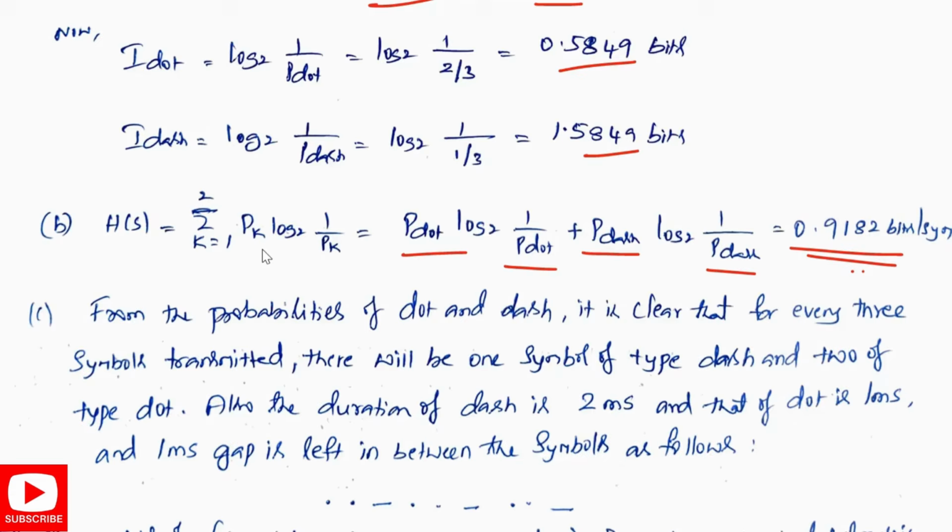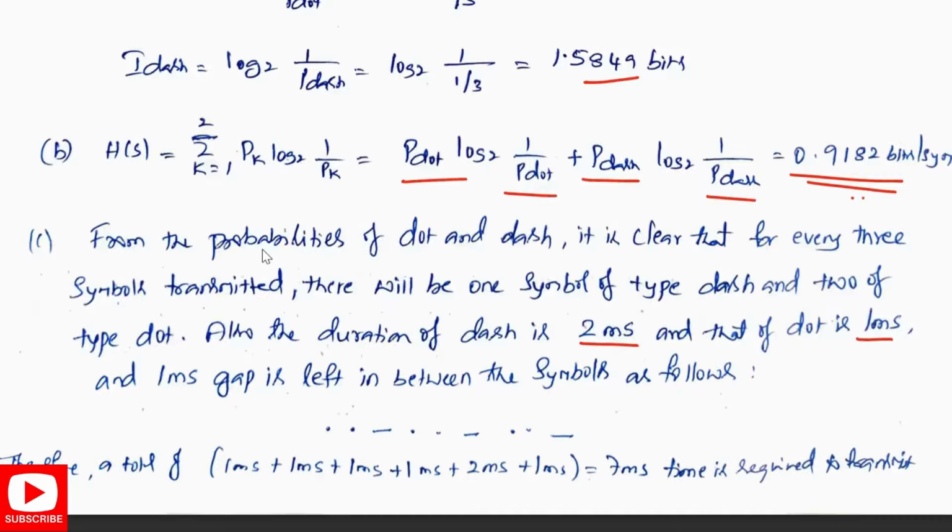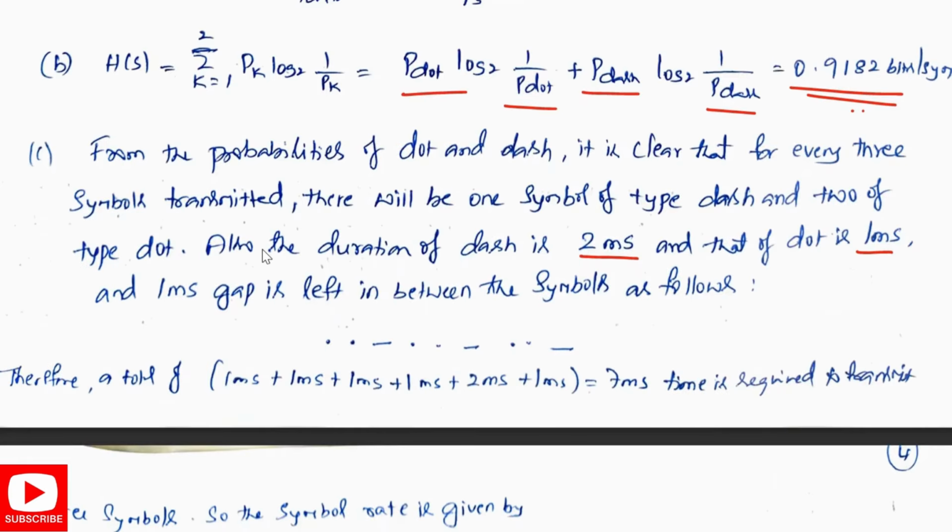Next is from the probability of the dash and dot, it is clear that every 3 symbols transmitted, there will be 1 symbol of type dash and 2 of type dot. Also the duration of dash is 2 milliseconds and the duration of dot is 1 millisecond, and 1 millisecond gap is left between the symbols as follows. So it is like 2 dot 1 dash, 2 dot 1 dash, 2 dot 1 dash. So totally you can say 1 millisecond gaps, and here you can observe 2 and 1. Finally, we are having 7 milliseconds time required to transmit these 3 symbols.